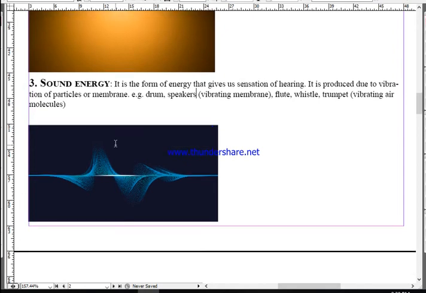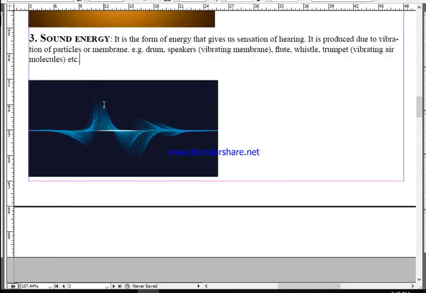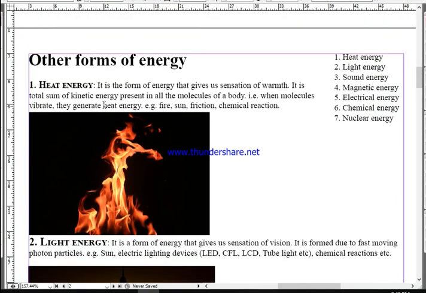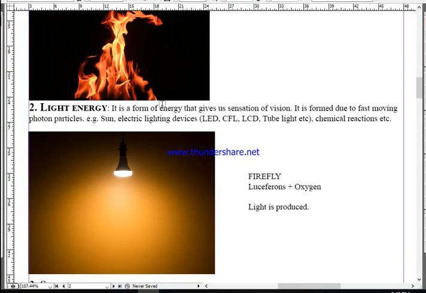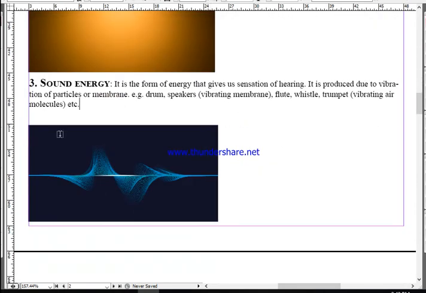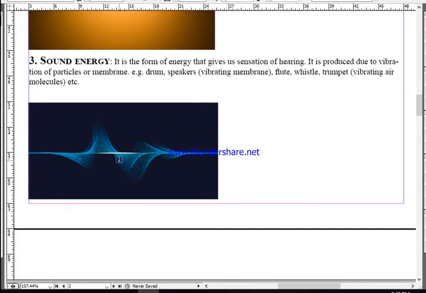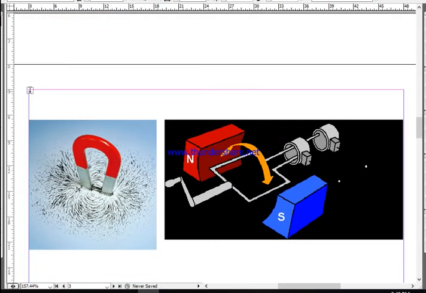Now let's go to the next form of energy. Let's revise once again. Number 1, heat energy. Pause the screen, take the note. Number 2, light energy. Number 3, sound energy. Now number 4 is magnetic energy.